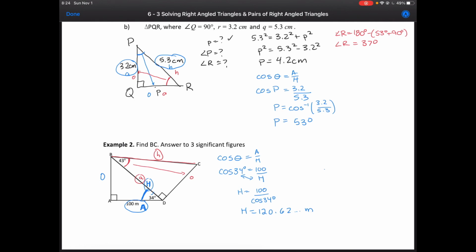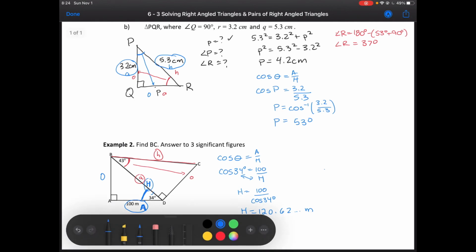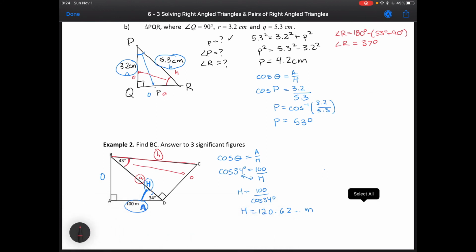So now that's not really what I'm trying to find. I'm trying to find my little h there. So I'm going to switch to red so you can see that I'm now working in my other triangle. And what I know is that A is really equal to 120.62, etc. meters. So now I'm going to use that fact to find my hypotenuse. So I'm going to use my cosine ratio again, but this time I'm going to use it with my second triangle, which is the red one.